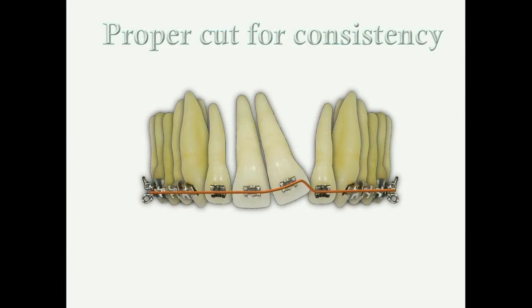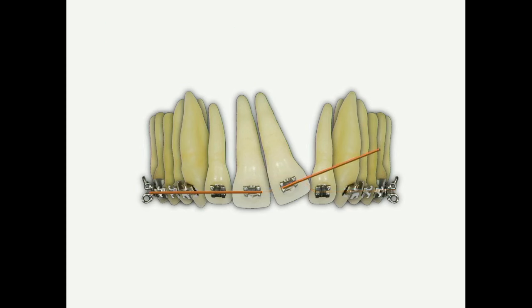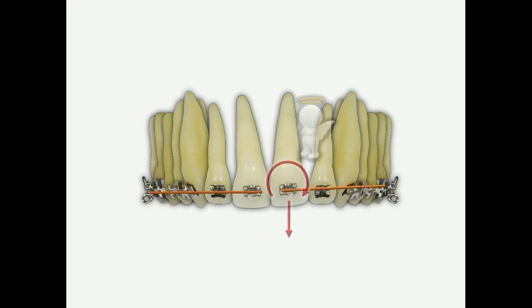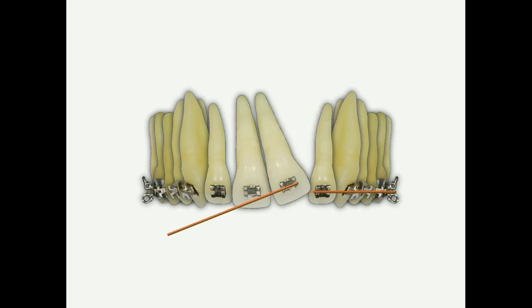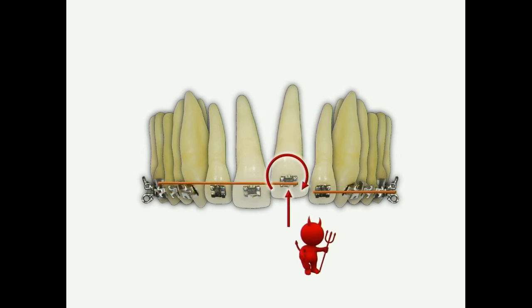When using a segmental wire, proper location of the wire cut is very important for consistency. If the wire was cut between the centrals, the force system is consistent. However, if the cut was made between central and lateral, the force system is inconsistent because the force is working in the wrong direction.